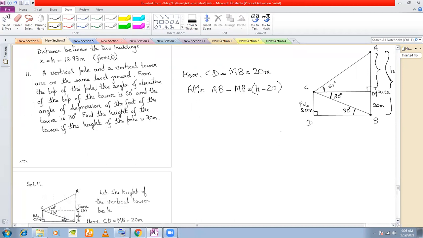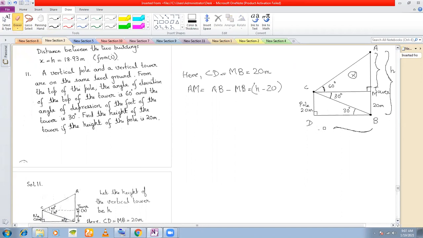I can see two right angle triangles. In fact, three right angle triangles I can see. I can see this right angle triangle here, and I can see this right angle triangle here. These two right angle triangles we are going to make use of in order to find out the height of the tower. In this question, in order to find out the height of the tower, we must first find out the length, the distance between the tower and the pole. Okay, so we consider this triangle first.